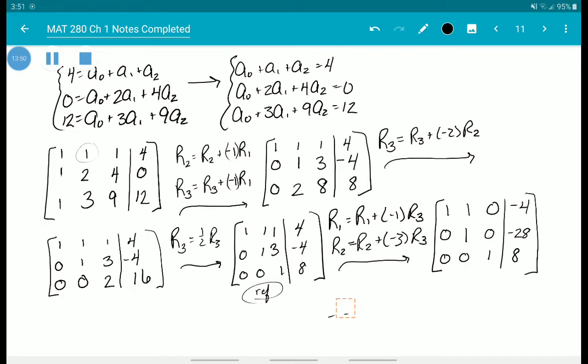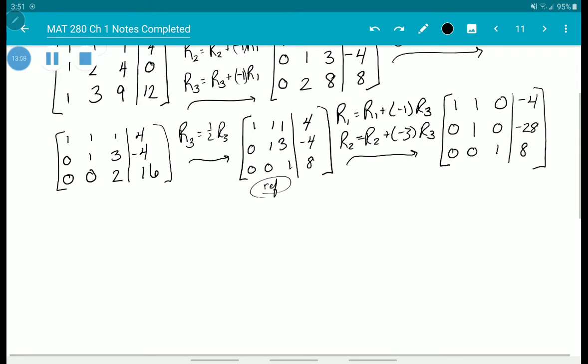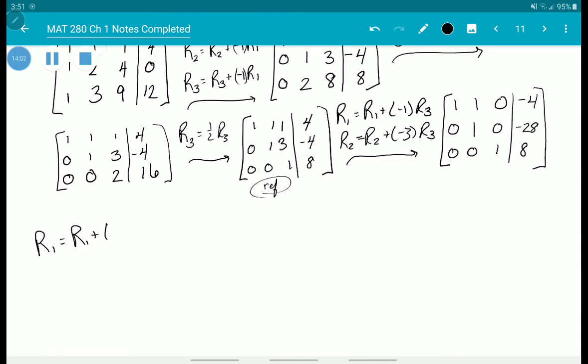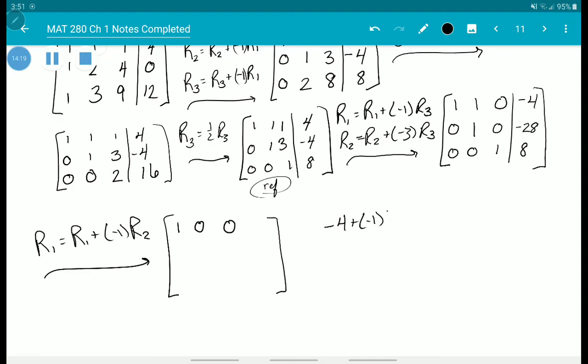So let's do that last step. Our goal now is to get a 0 right here. And we can take row 1 and replace it with row 1 plus -1 times row 2. So we're going to have a 1, 0, 0 there. And then row 1 plus -1 times row 2 is going to give us a 24 there.